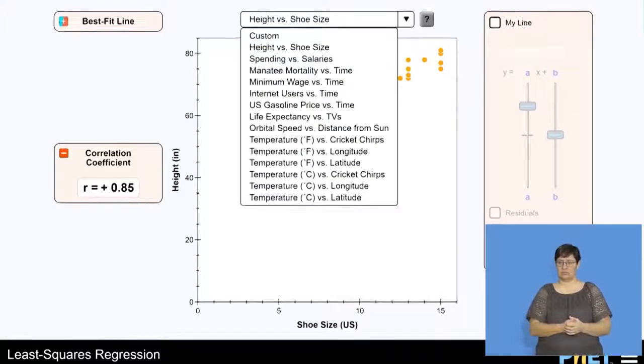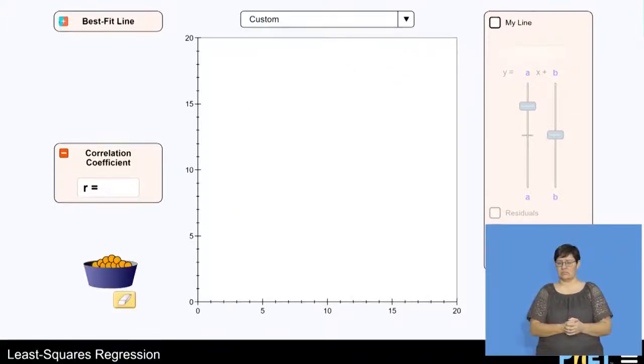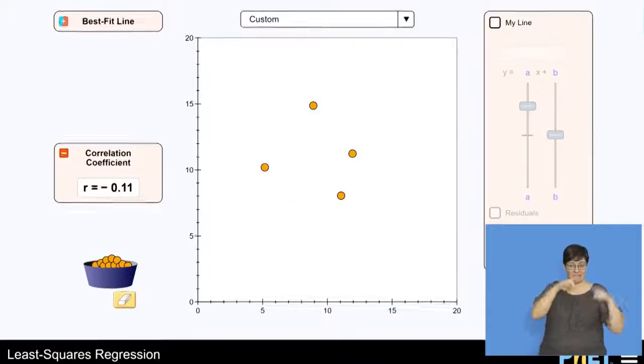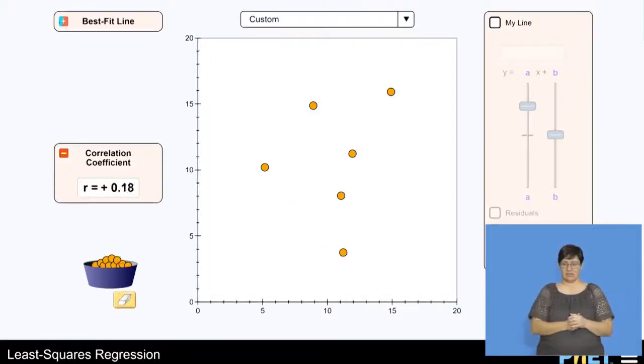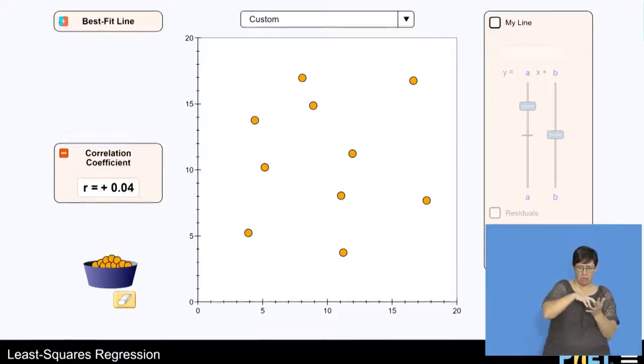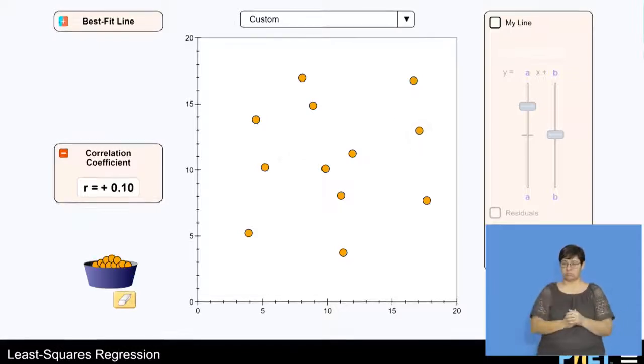Let's look at our own simulation, which you're going to do. Here I'm going to take points and put them on a Cartesian plane. Look at what is happening to the correlation coefficient value. It's getting smaller. Why is this getting smaller? I'm putting more points on the Cartesian plane.